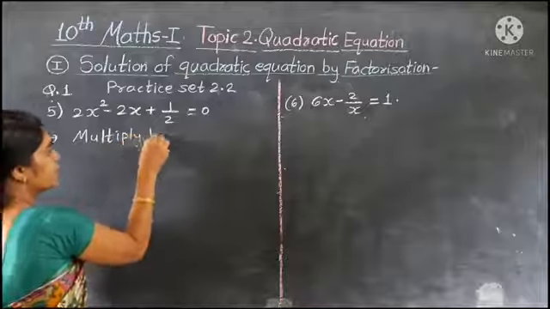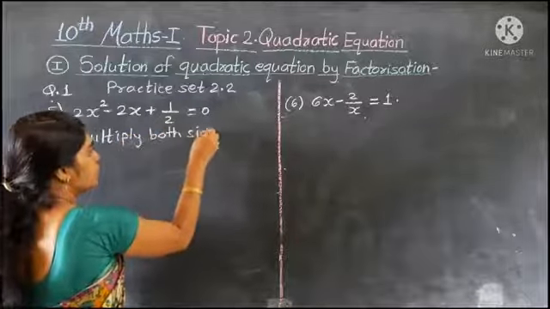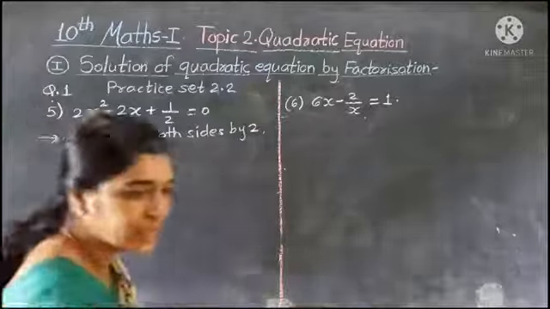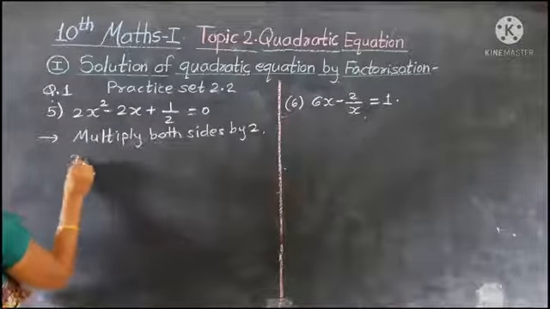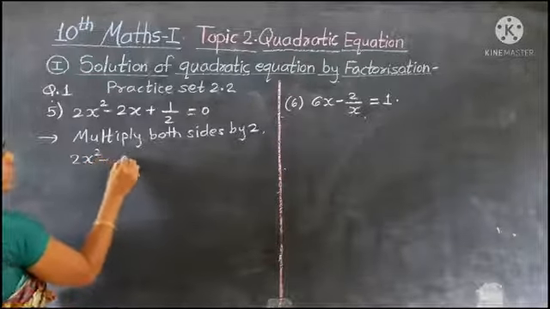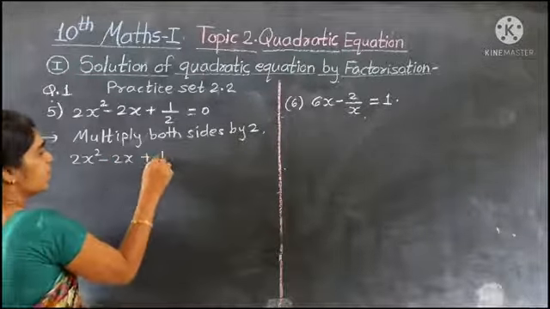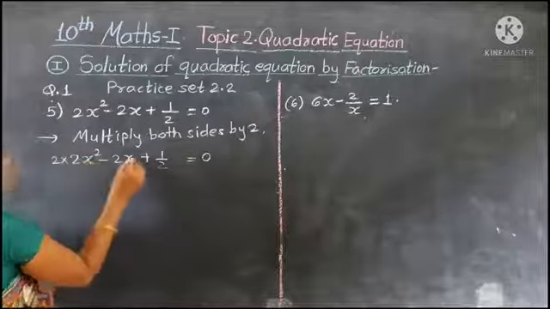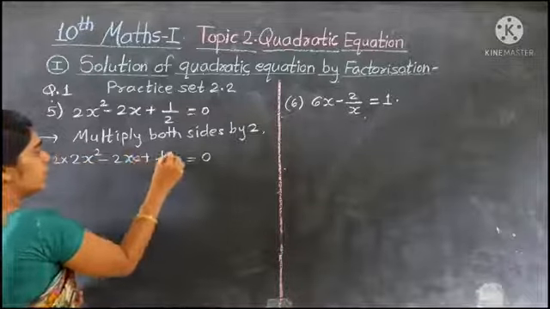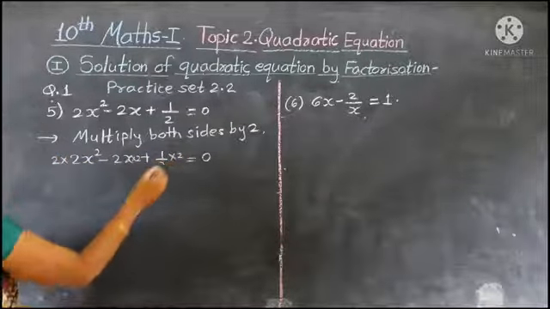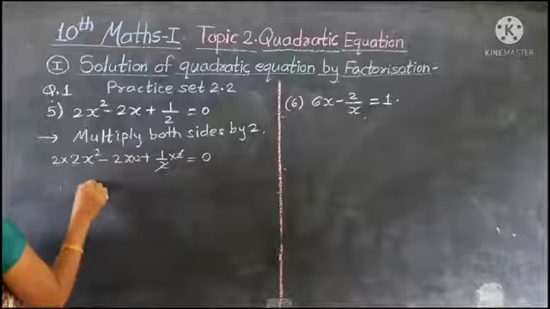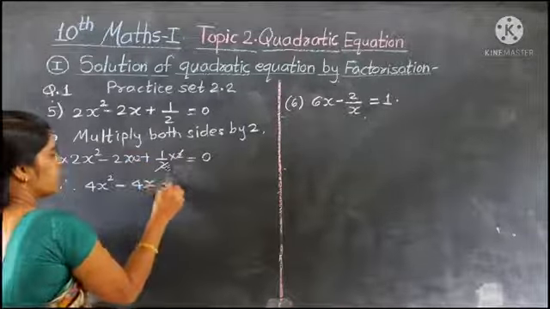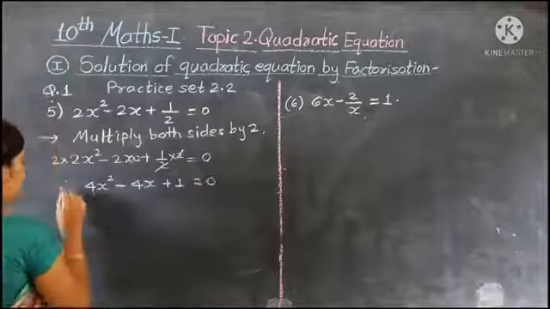Multiply both sides by 2. So what happens? See here, this is 2x square minus 2x plus 1 upon 2 is equal to 0. You multiply with 2. Here also you multiply with 2. Okay. So here 2 gets cancelled. 2 2s are 4x square minus 2 2s are 4x plus 1 is equal to 0.